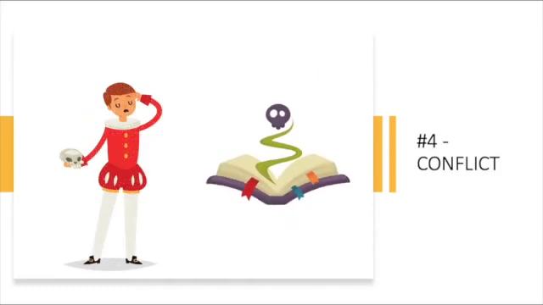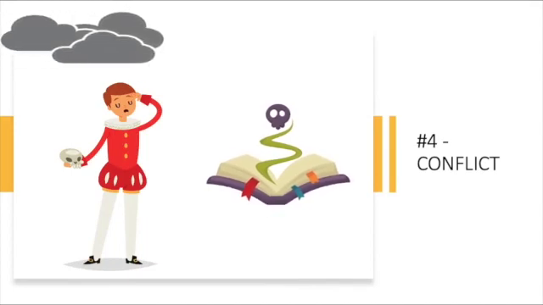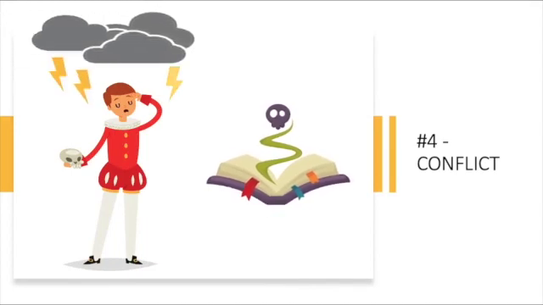The fourth element is called the conflict. In each great story, there is a conflict or problem that the characters have to solve. This is where the stories can get very exciting and interesting. Can you think of a problem that you've had to solve?